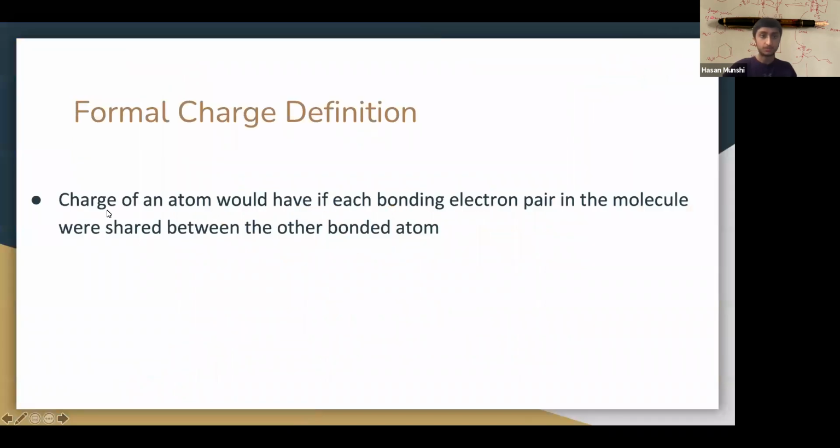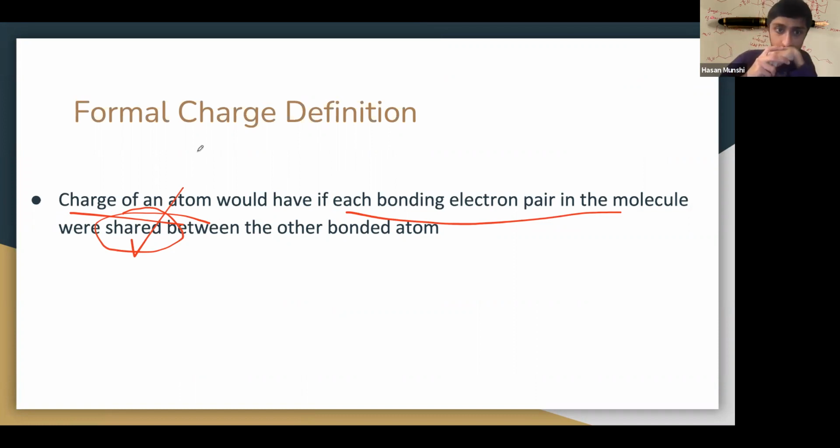Okay. The definition of formal charge is the charge an atom would have if each bonding electron pair in the molecule were shared equally. So basically in a molecule, electrons have both a wave and particle-like nature. So it's more like an electron cloud, as those physical chemists call it.